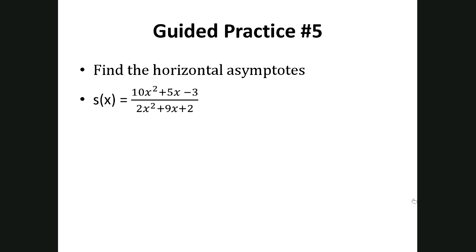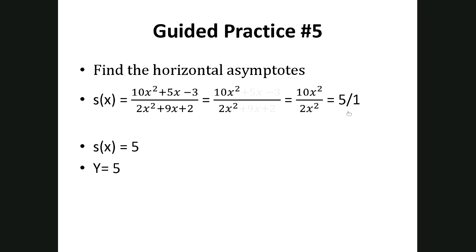It's pretty simple. y equals 5. What's another way to say that? Take a look at what the function is. You could also say S of x equals 5. Good, thank you. Here's what's happening. For only large numbers of x, you can essentially take away everything after, and it really just becomes 10x squared over 2x squared. You can cancel that to 5 over 1. So S of x equals 5, y equals 5.